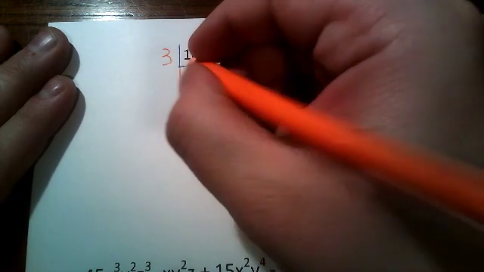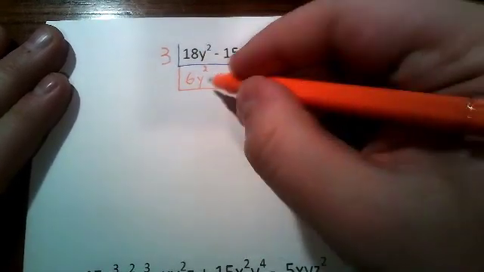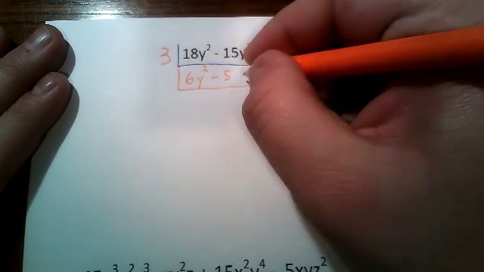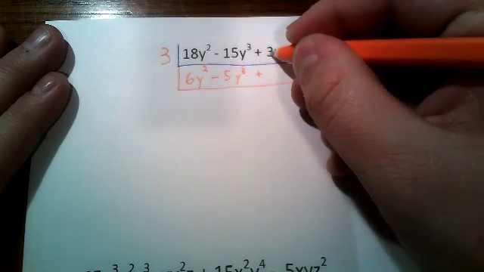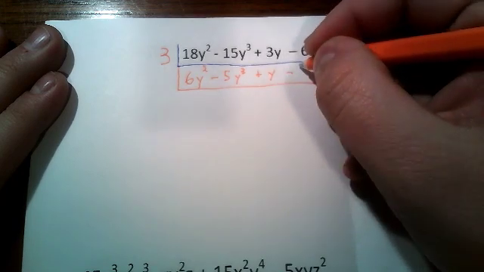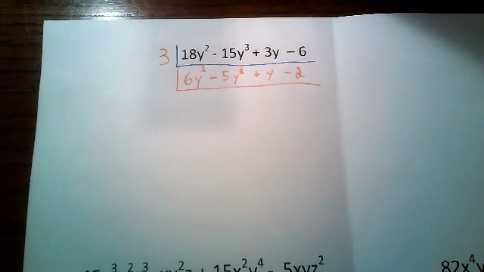18 divided by 3 gives me 6. And then I have the y squared. Minus 15 divided by 3 is 5. And I've got the y cubed. Plus 3 divided by 3 is 1, so it's just y. And then minus 6 divided by 3 is 2. Okay, so I could take out a 3.